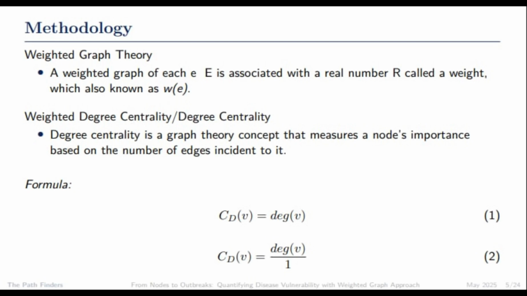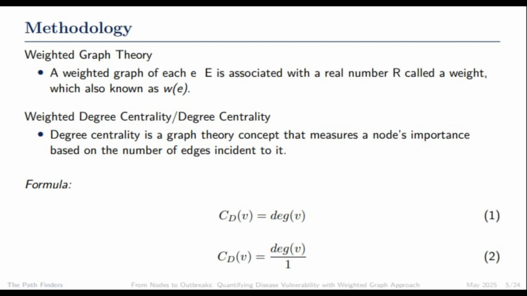In our context, each node can represent a location such as a city or a province, and edges represent possible paths for disease transmission. A weighted graph assigns a numerical value called the weight to each edge. Next is the degree centrality or weighted degree centrality. Degree centrality measures how many connections a node has. In simple terms, it shows how central or influential a location is within a network.